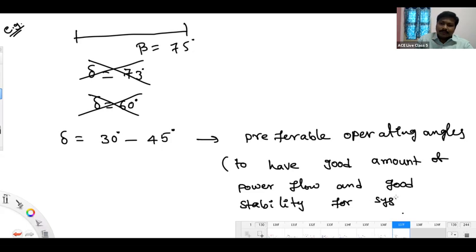Good stability for the system. You can say the delta equal to 30 to 45 degrees is taken.